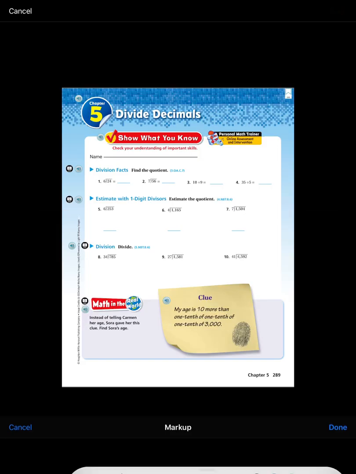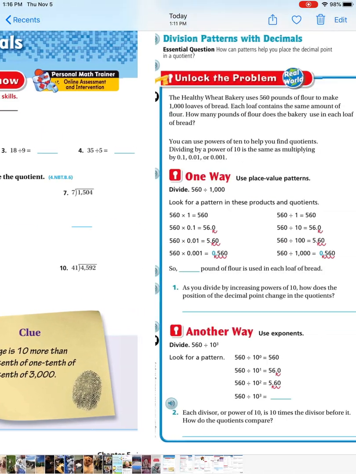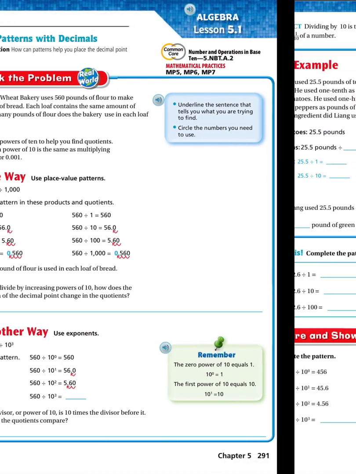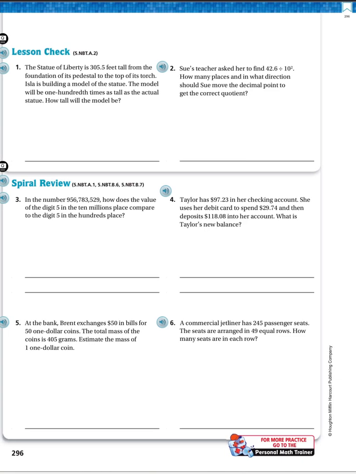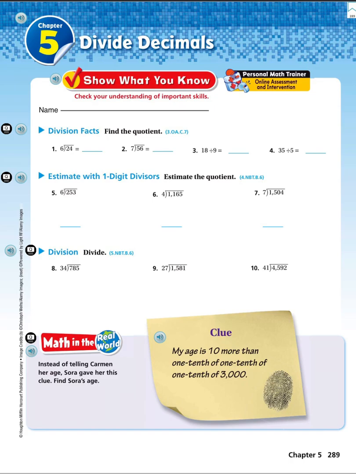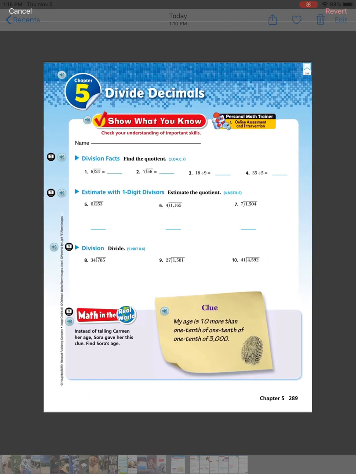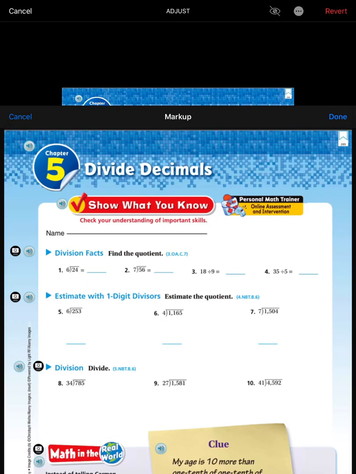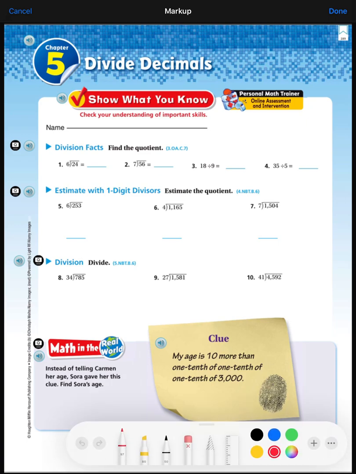Okay, so you're going to need page 289, and then you are also going to need pages 291 through 296. Okay, but we are going to start on page 289. All right, here we go.